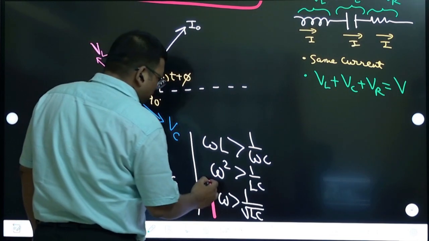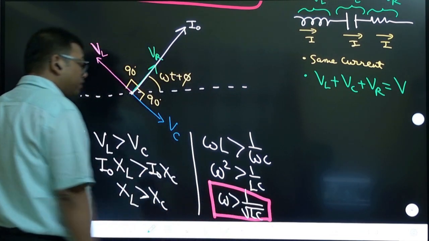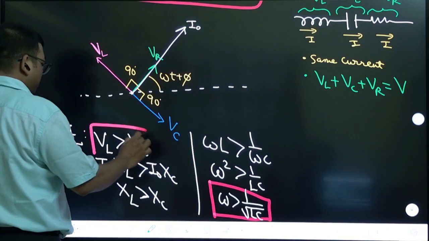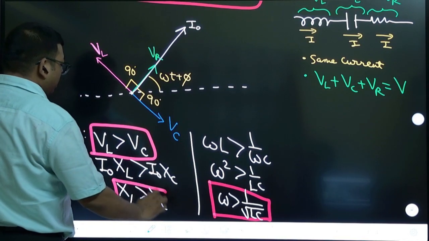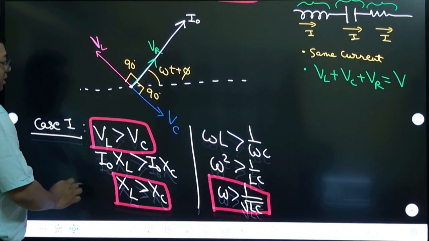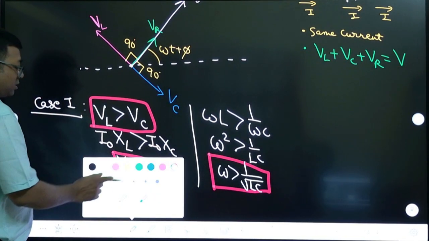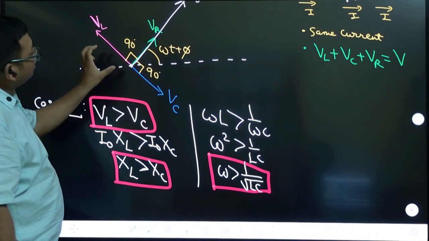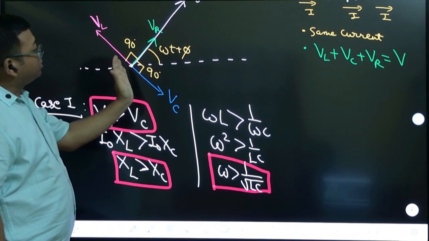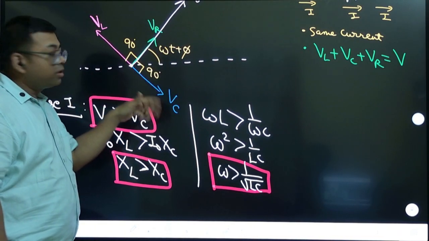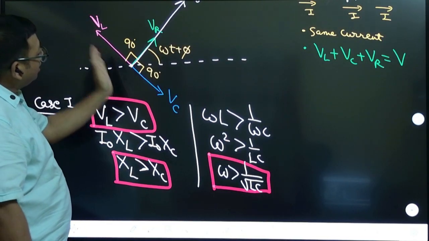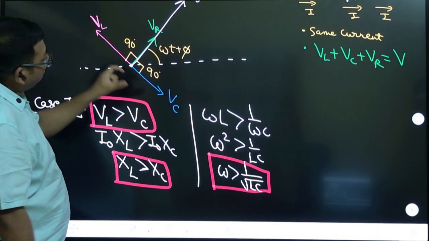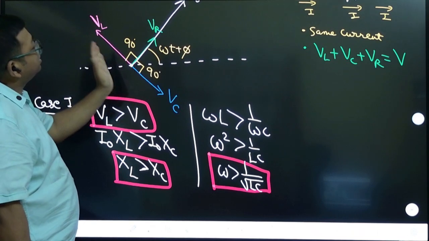So the frequency, assuming that frequency is greater than 1 by root LC, or VL is greater than VC, or XL is greater than XC, these conditions we are going to take now. So what happens if VL is greater than VC? The resultant will come this side. Suppose this is 10 Newton and this is 2 Newton. You know, this side total will be 10 minus 2, 8 Newton. Same thing we are doing here. This vector is larger than this vector, so resultant will come this side.